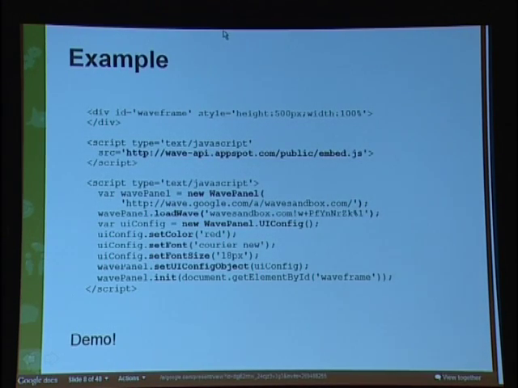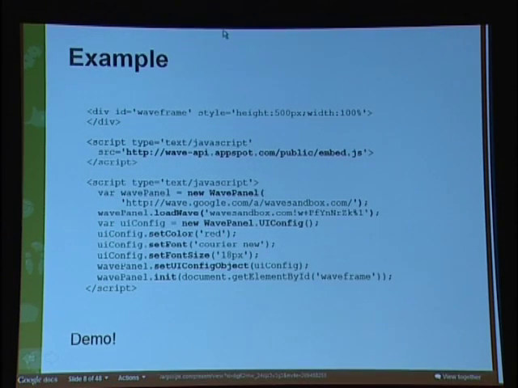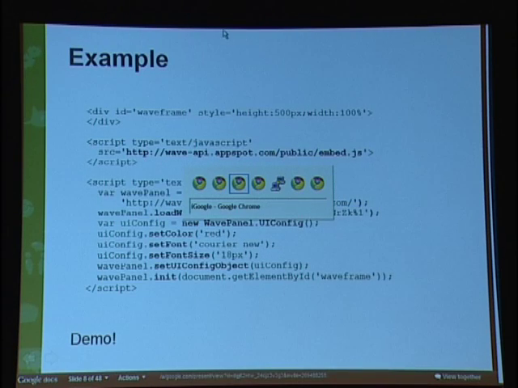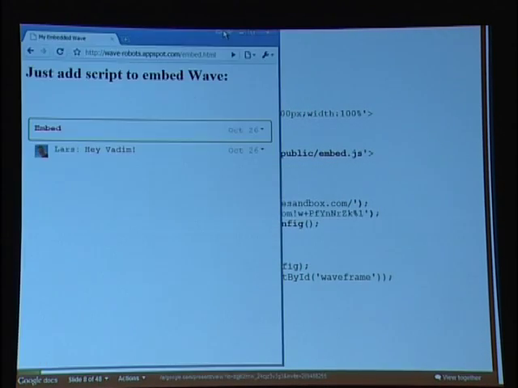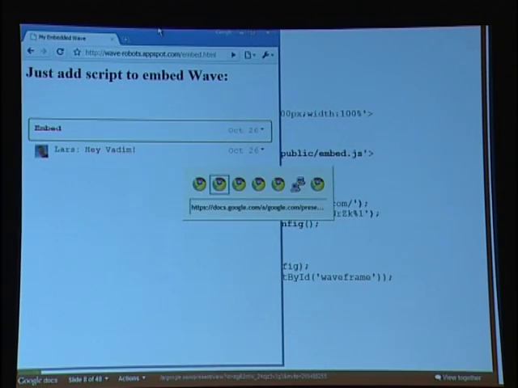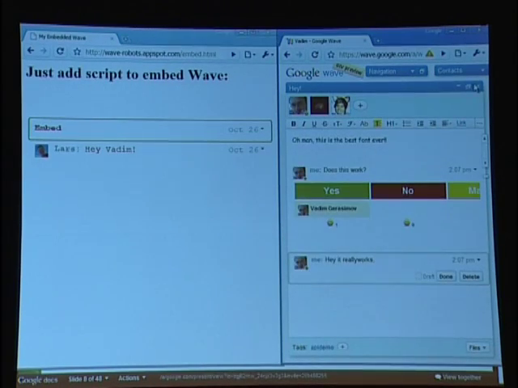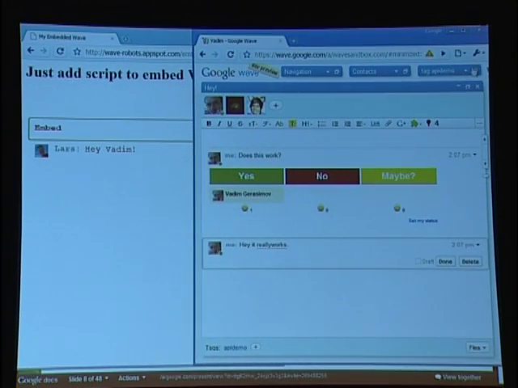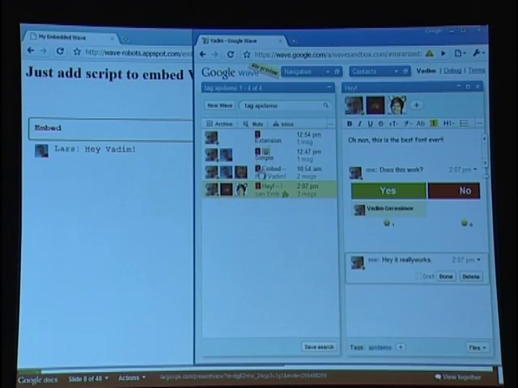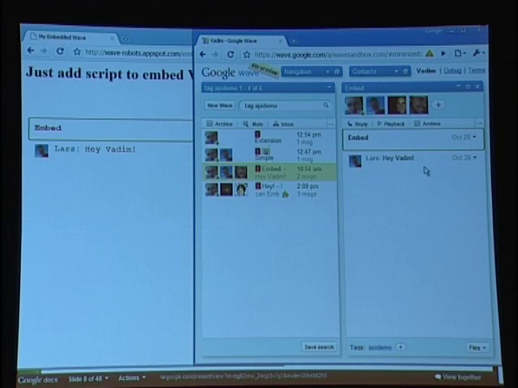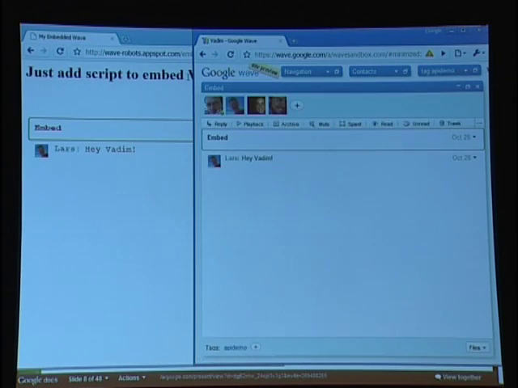This is an example of embedding. This is the script that just loads the embedding script, initializes the Wave panel, sets the user interface configuration, and initializes the Wave. So it looks like this. That's the embedded wave. As you can see, the color is red here. So if we go to the wave, this wave is also live.